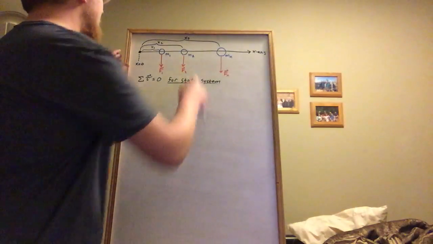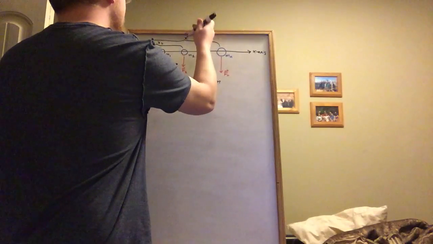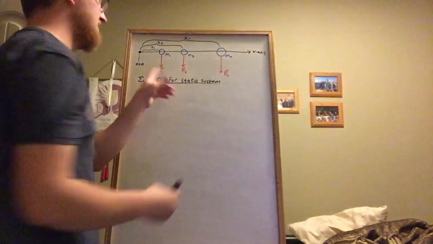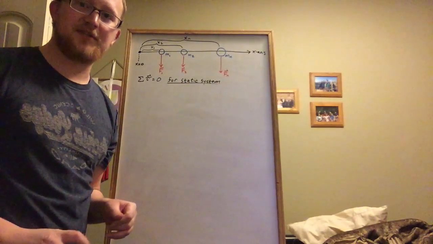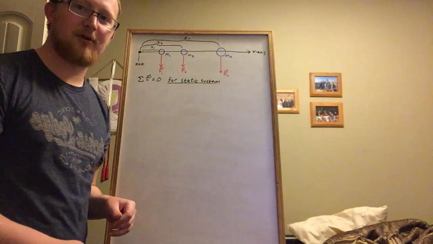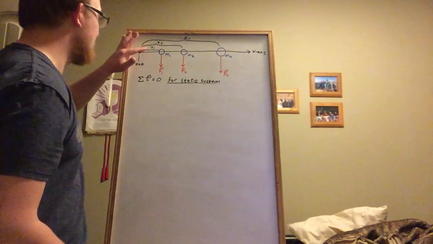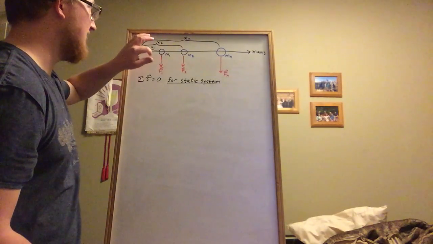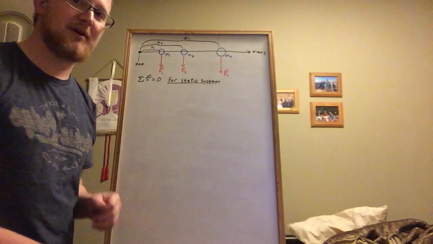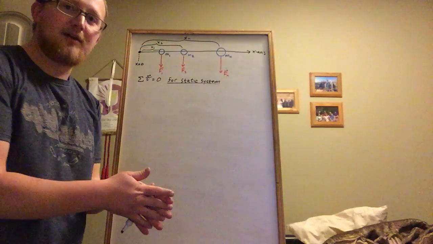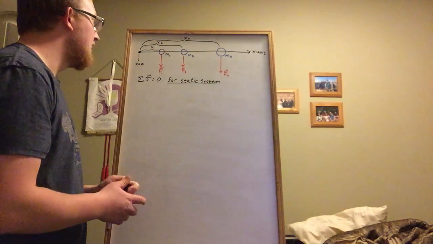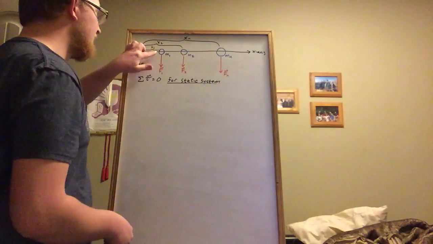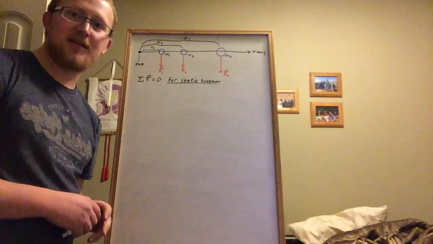And as you can see here, we have different distances that these masses are away from the x equals 0 line, or the origin of our x-axis. So we have x1, which is the measure to m1, x2, which is the measure to m2, and xn, which is the measure to mn. And also we have forces caused by these masses.